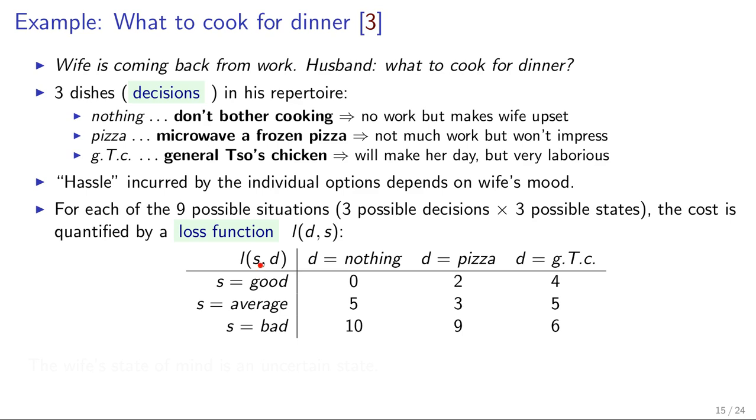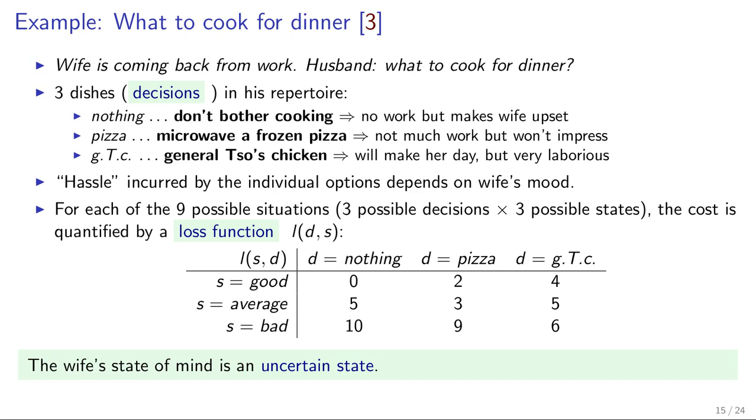So the loss is a function of the state and the action he takes, the decision. If she's in a good mood and he doesn't cook anything, it's okay, it doesn't cost him anything. If she's in a good mood and he makes that delicacy, which takes a lot of effort, it has a cost of 4. Instead, if she's in a bad mood and he doesn't cook anything, then the cost is even higher because she is very upset. So this is basically how this is set up.